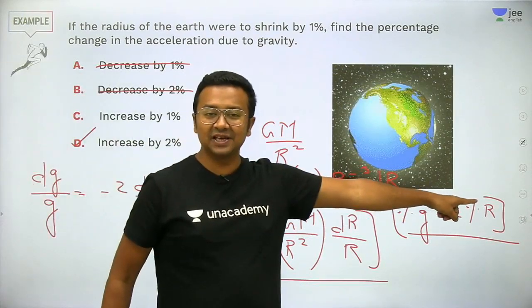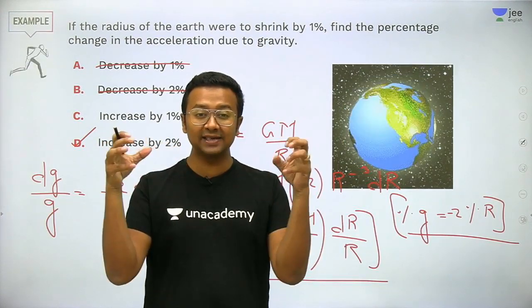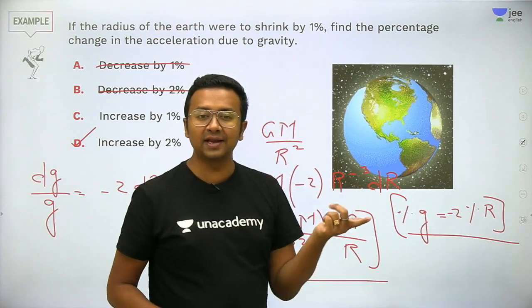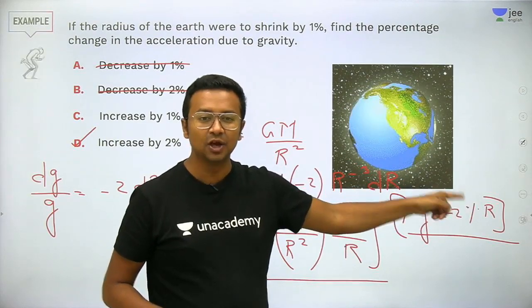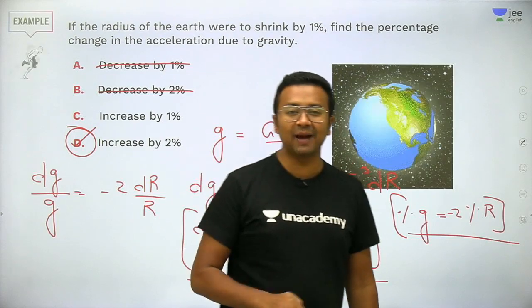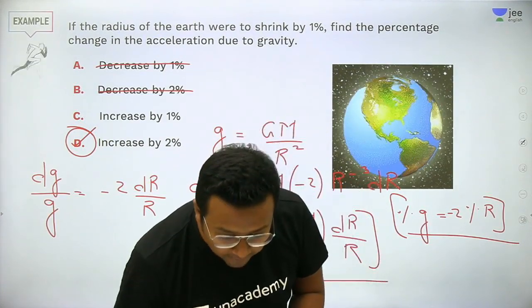So what was the percentage change in r? Negative, because it has shrunk. So radius is decreased, so it is minus 1%. So minus 1% into minus 2 gives plus 2%. Minus into minus will give me plus. So it will increase, option D, that is, it will increase by 2%. I hope everybody has got it right now.